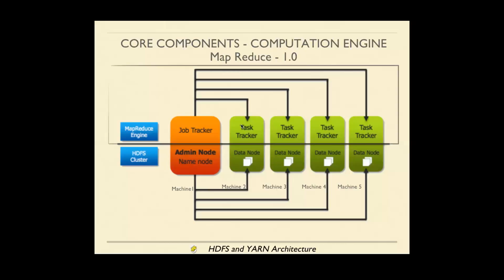So all these task trackers would be working in parallel. If you have 5,000 machines, and the same work which was taking, let's not talk about 5,000, if you have 5 machines, the same work we just did in 5 hours will take only 1 hour to finish. It'll take only 1 hour because the work gets divided in parallel across all the machines and you get the response.